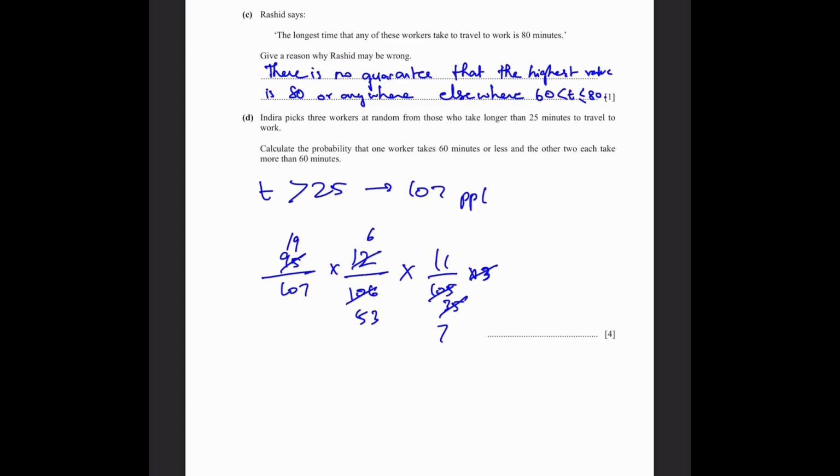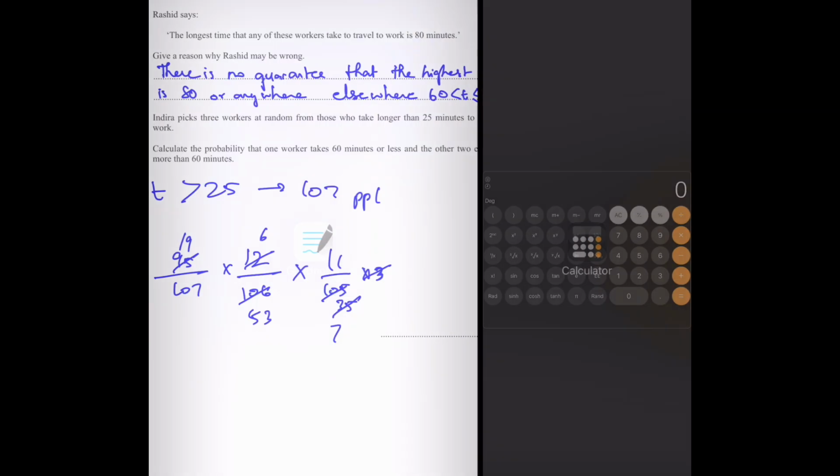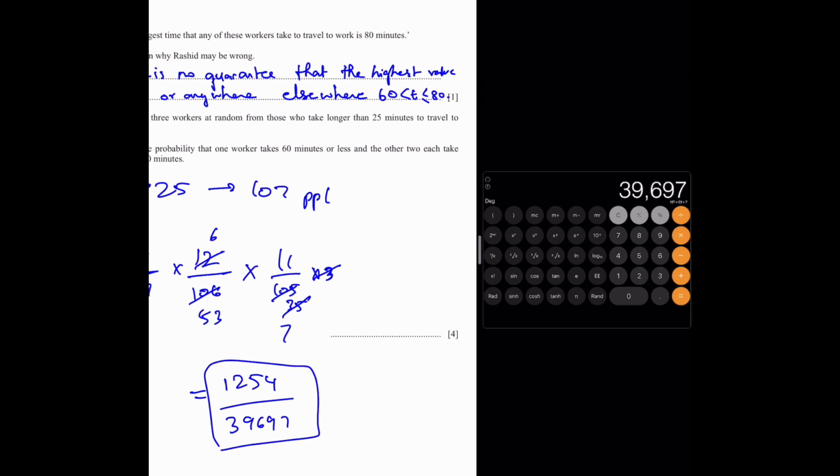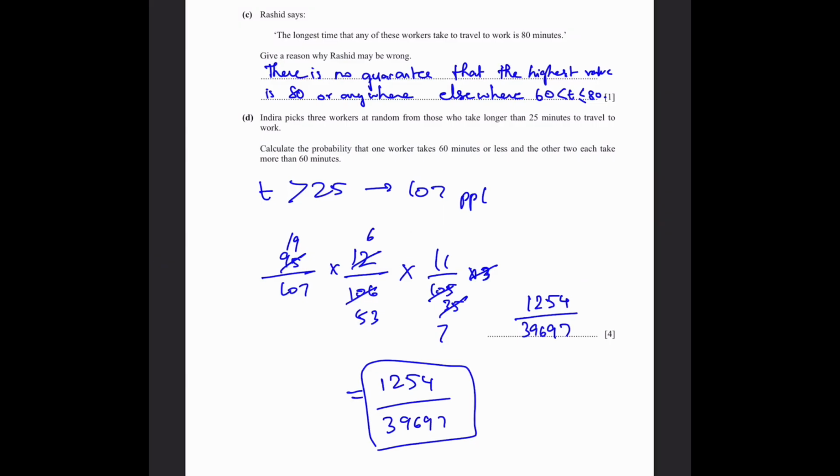We just go ahead and multiply everything out using our calculator. So we can get a calculator out. 19 times 6 times 11 to get 1254. And the denominator will be 107 times 53 times 7, 39697. This is simplest form, and that'll be our answer. Now we can go to question number 6.